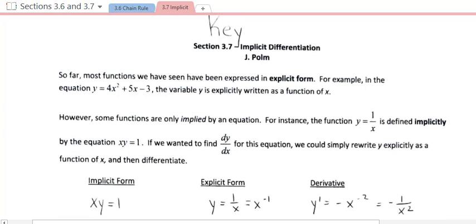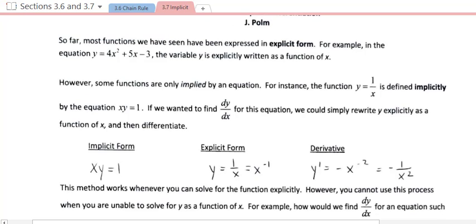Today we're learning about implicit differentiation. So far, all the functions we've taken derivatives of have been written explicitly as a function of x, that y is equal to a function of x. However, I could have something where it is implied that y is a function of x.